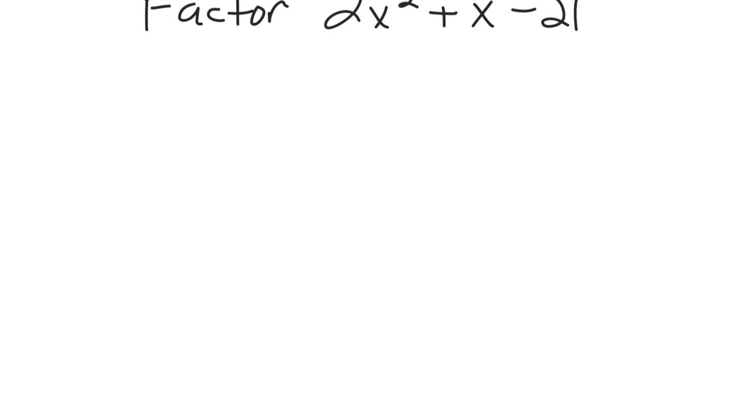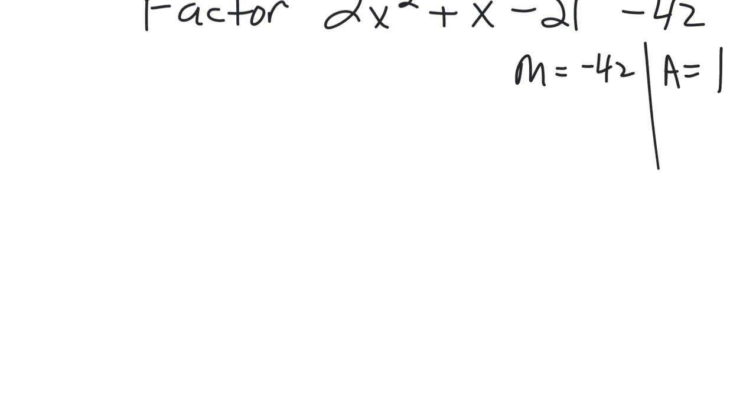Okay, so this one, actually we have two more. Do the same thing. I made the numbers a little bit higher. So multiply those two. We're looking for negative 42. That's a pretty high number, right? And add to give you 1.